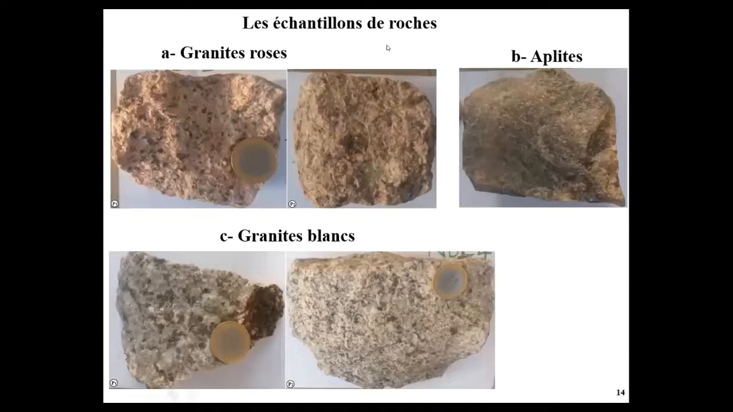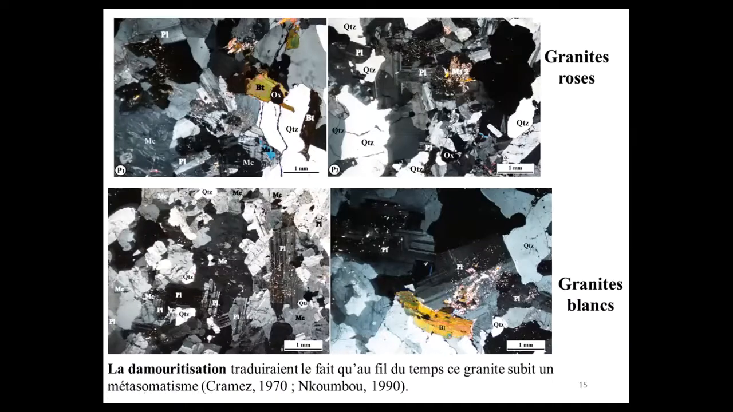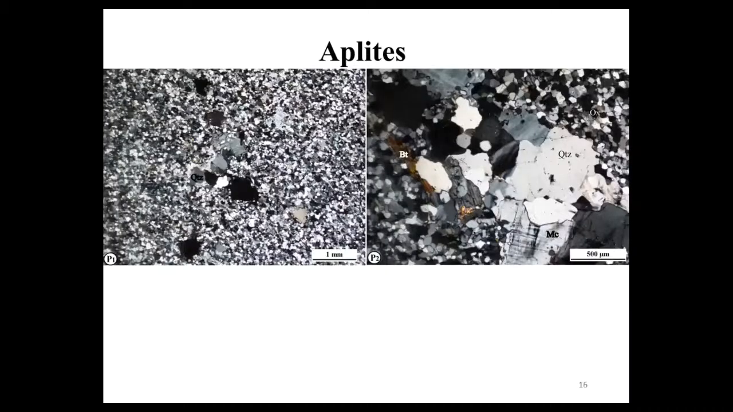Sur les échantillons collectés sur notre structure, nous avons pu répertorier trois faciès : les granites roses, les granites blancs et les aplites. Les lames minces de cette roche présentent le phénomène de damouritisation. Là, nous pouvons observer deux générations de micas à texture assez grise. Le phénomène de damouritisation tardive traduit le fait qu'au fil du temps, ce granite a subi un métamorphisme. Les aplites présentent une texture aplitique.